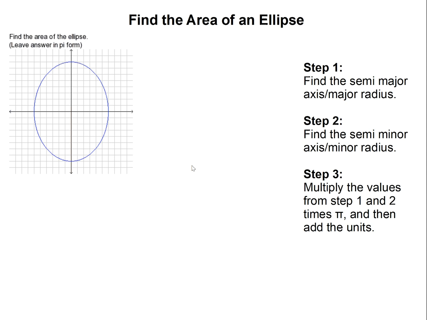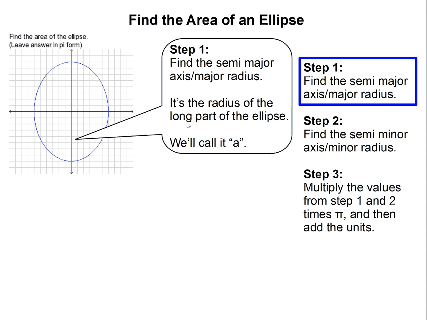How to find the area of an ellipse. Alright, so the first step is to find the semi-major axis, sometimes called the major radius. And that's the longer part, right? So remember, an ellipse is basically like a funny shaped circle, not a perfect circle. One side, or edge, or end will be longer than the other.